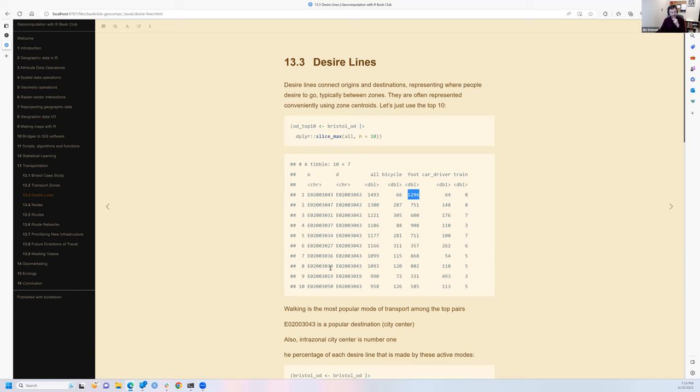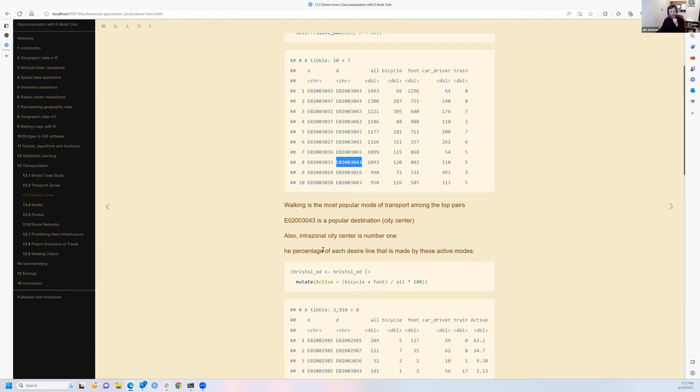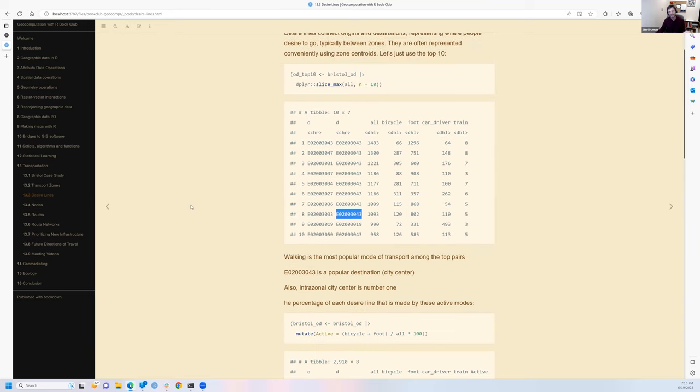Many of the others in the top 10, the destination zone is this 2003043. So people are traveling from other zones into the city center. So that is an interzonal movement. We could make desire lines for these, say, traffic modes that reflect where people want to go. This is ignoring the built infrastructure. It's just when they go from zone to zone, where are most of the people, or many of the people, trying to go? Where's the demand?